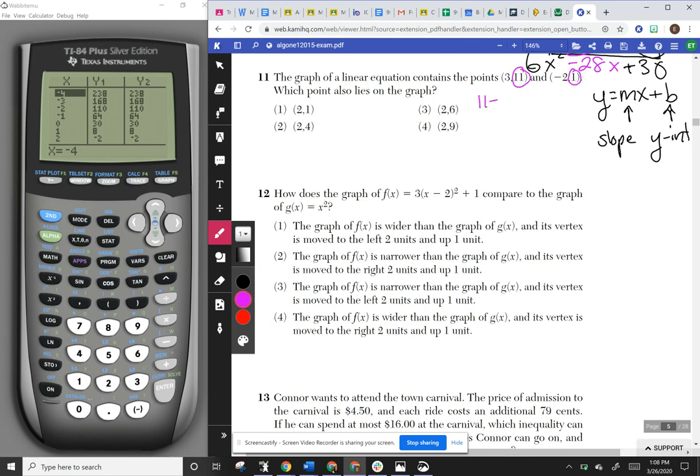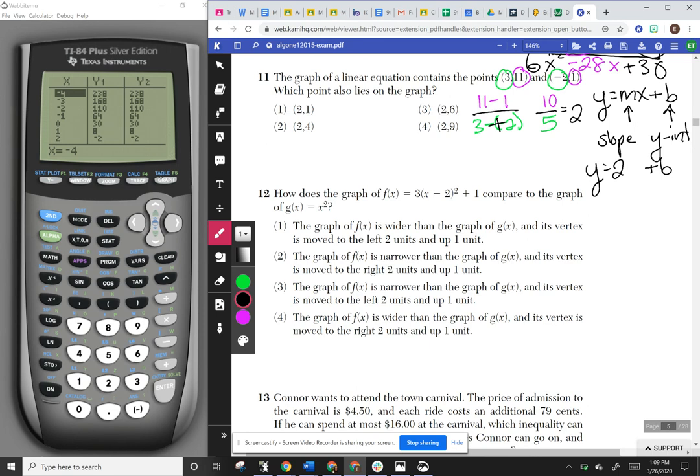So I'm going to do 11 minus 1 divided by, I have to go in the same order here, 3 minus negative 2. 11 minus 1 is 10. 3 minus negative 2 is the same as 3 plus 2, which is 5. Divide, and we get 2. So we have y equals 2x. We don't know what b is yet.